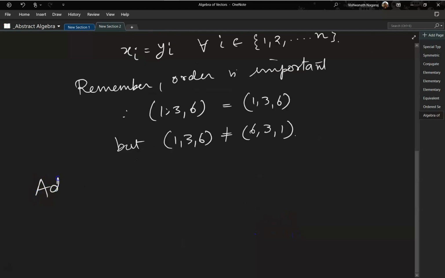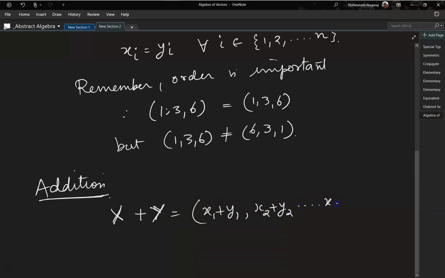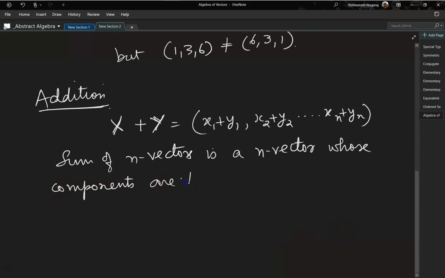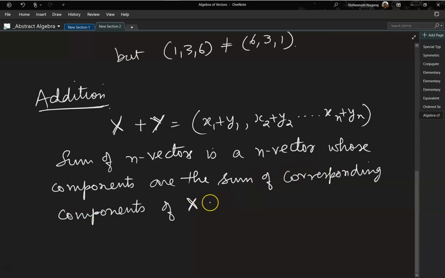Now coming to addition, so continuing with the same n vectors, x plus y is equal to (x1 plus y1, x2 plus y2, and so on up to xn plus yn). So the sum of n vectors is an n vector whose components are the sum of corresponding components of x and y.